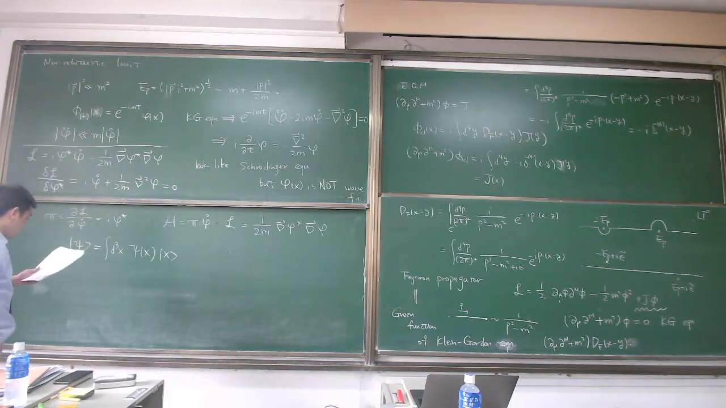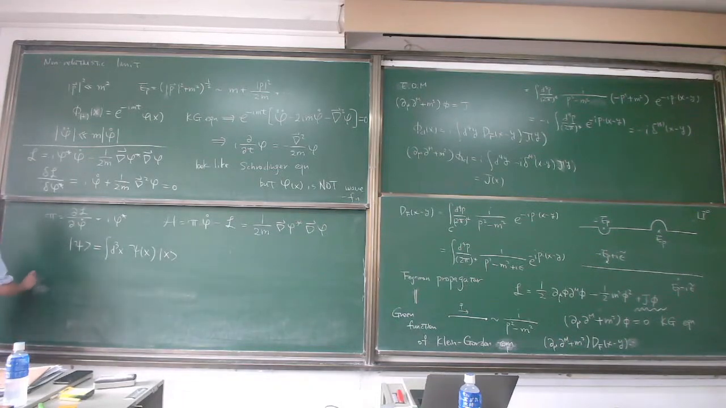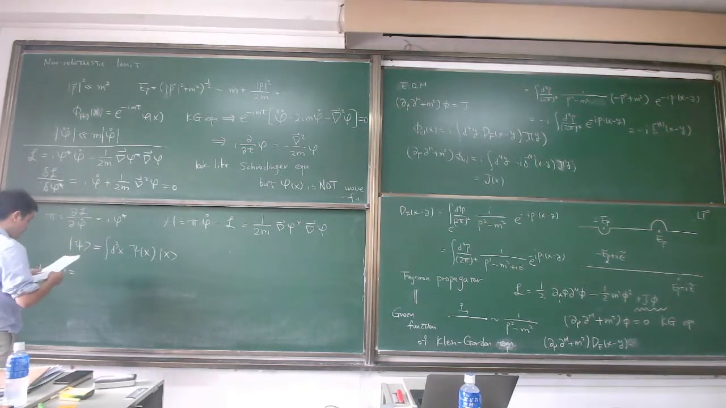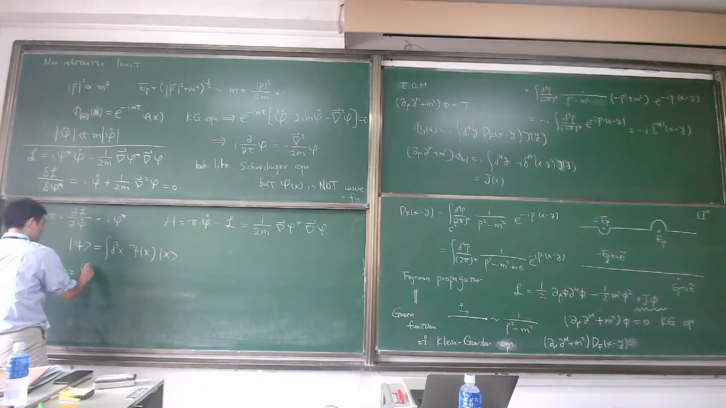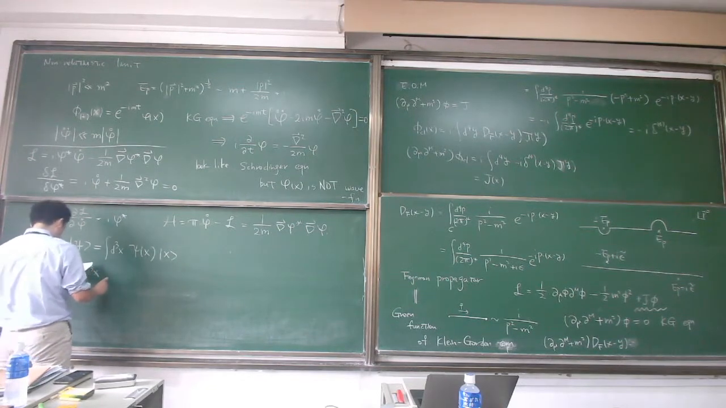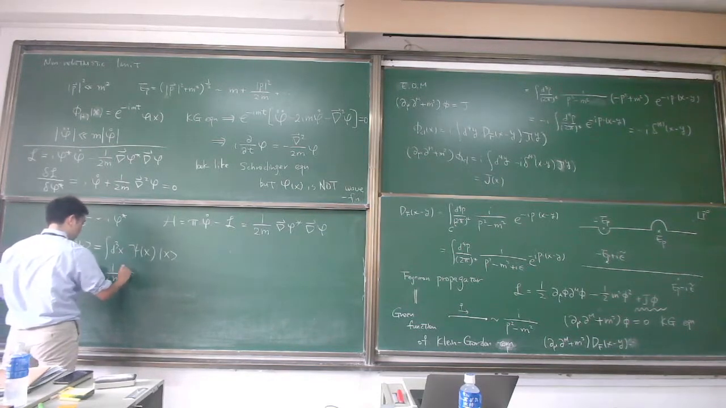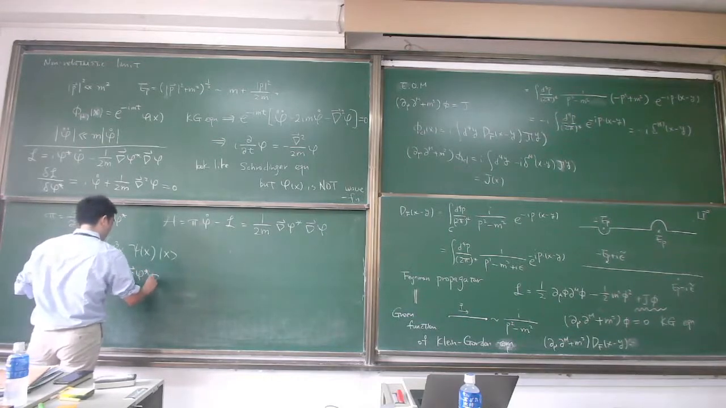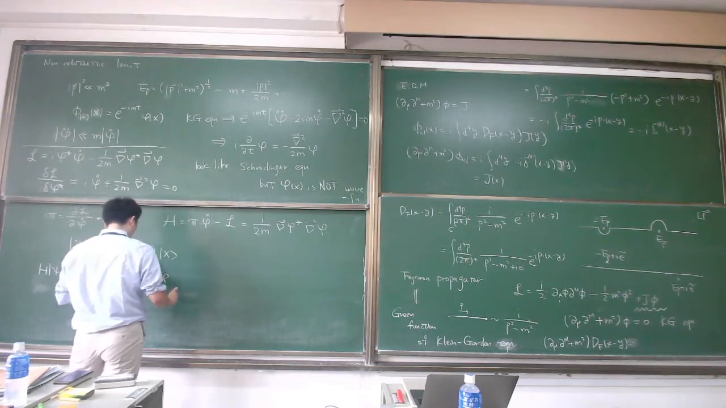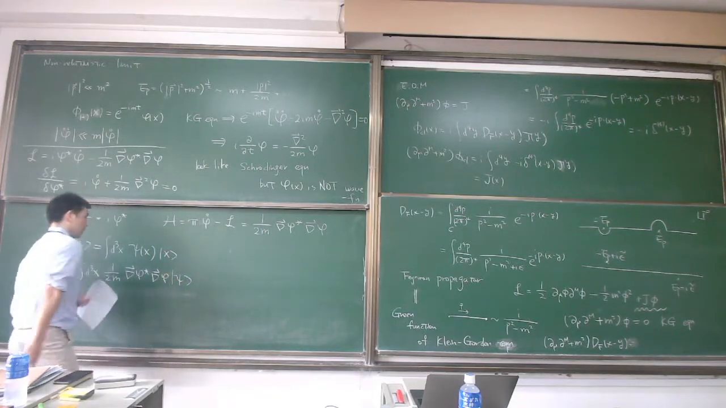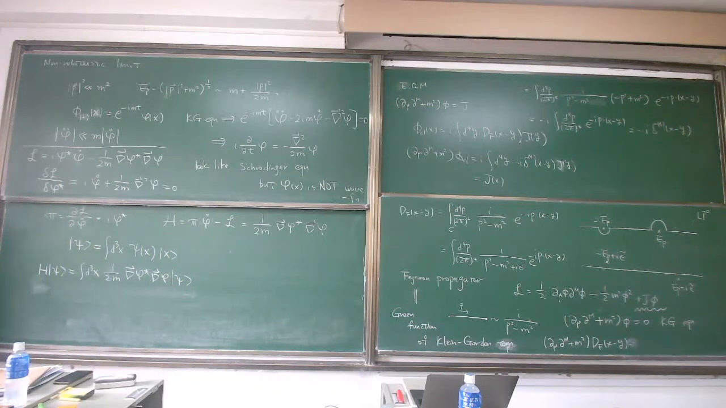To do that, let's act with the Hamiltonian on the state. And this is the Hamiltonian density, so we need to integrate over all the spatial slice. So this is how the Hamiltonian acts on the state. Okay. So that's how it acts.